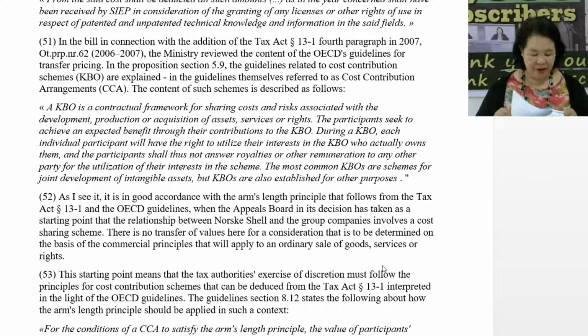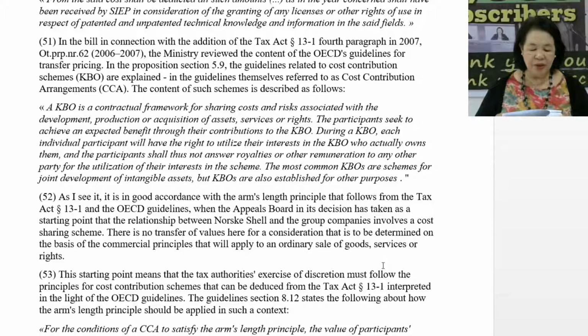Okay. So as I see it, it is in good accordance with the arm's length principle that follows from the Tax Act 13-1 and the OECD guidelines when the appeals board in its decision has taken as a starting point that the relationship between Norske Shell and the group companies involves a cost-sharing scheme. There is no transfer of values here for a consideration that is to be determined on the basis of the commercial principles that will apply to an ordinary sale of goods, services, or rights.